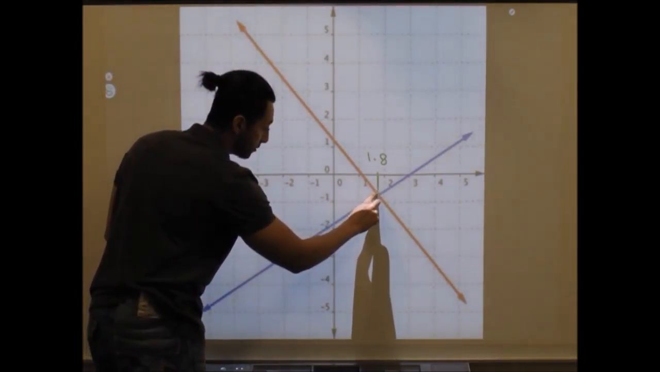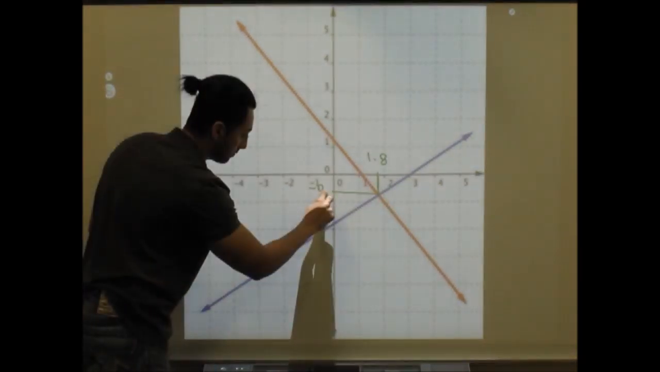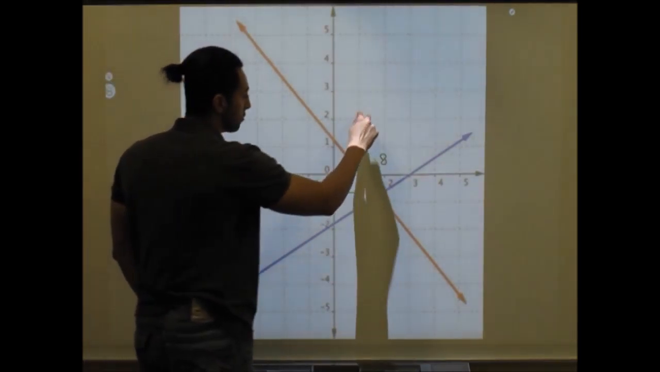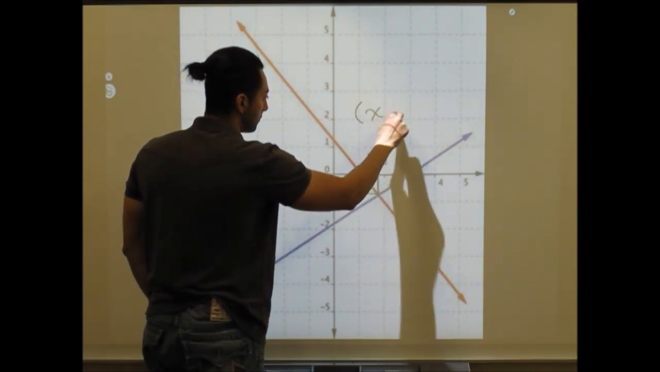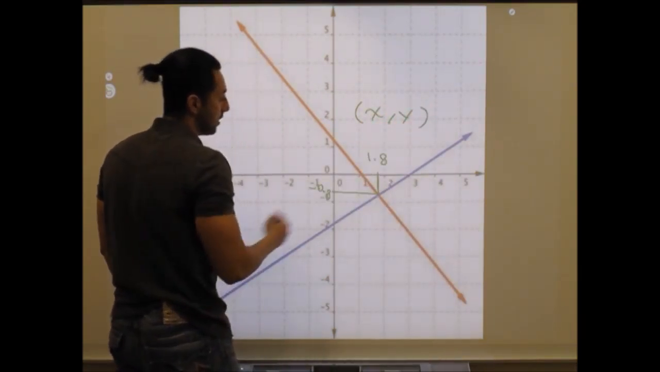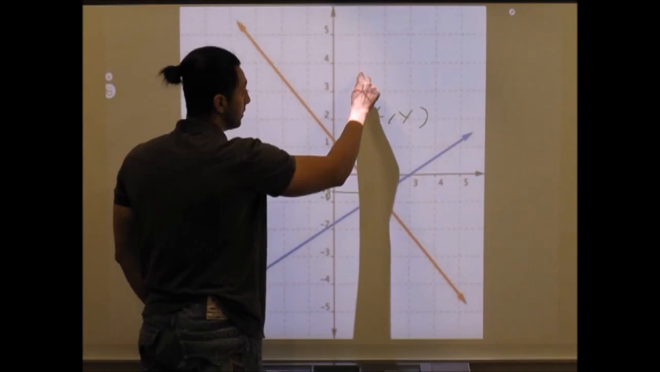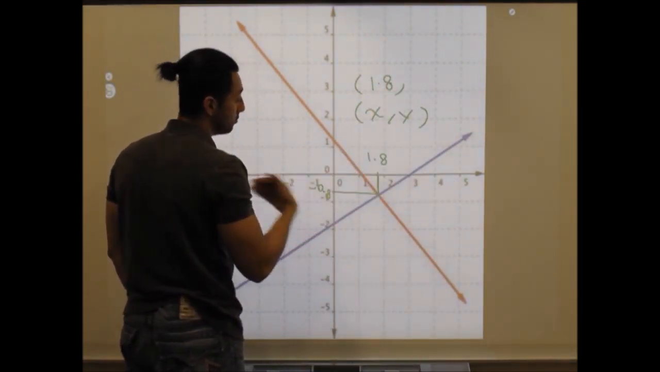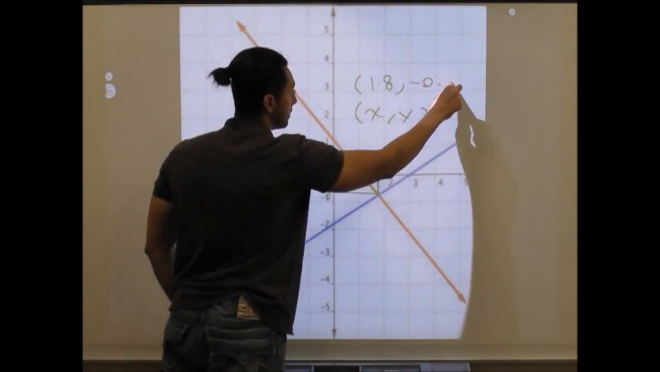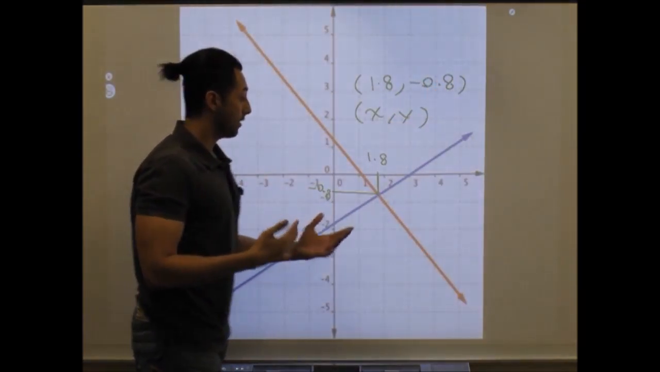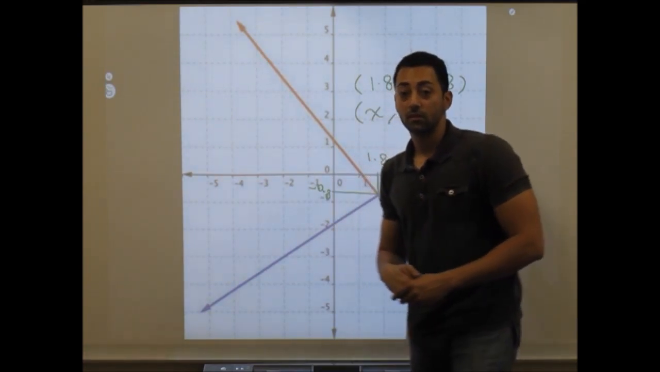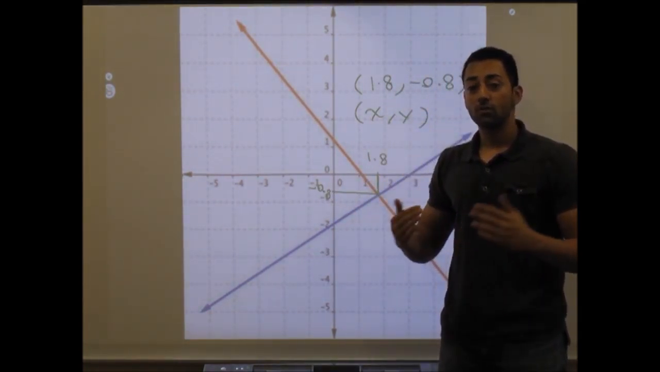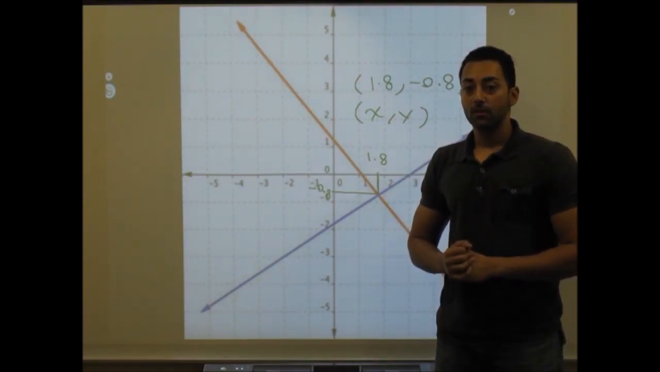And the y value, if I trace this back, is -0.8. So if I were to write the solution as an ordered pair, x and y coordinates, the x value that I approximated was 1.8, and the y value looked like -0.8. And again, that's just the way that I saw it. You might be seeing it differently, but just keep in the back of your mind that we don't always get nice solutions out of these linear systems.